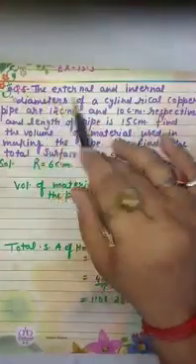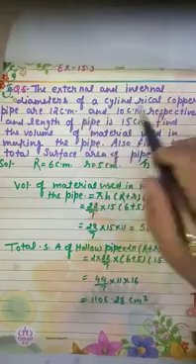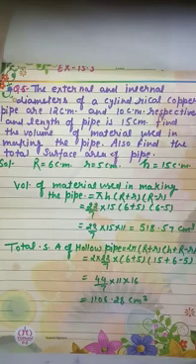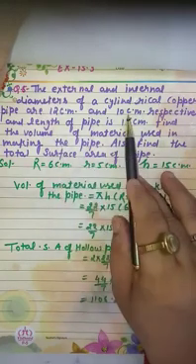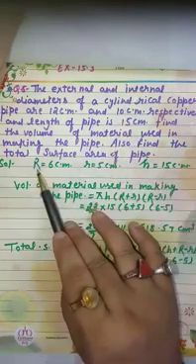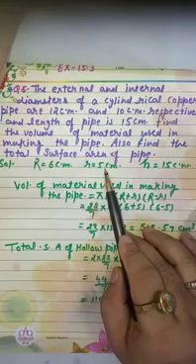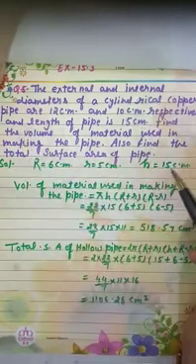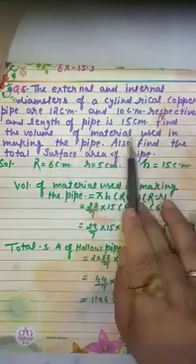15.3 question number 6. The external and internal diameters of the cylindrical copper pipe are this and this. Class, external and internal diameter of the cylindrical copper pipe are 12 and 10. So the external radius is 6 centimeter, internal radius 5 centimeter, and the length of pipe is 15 centimeter. So h is 15. Find the volume of material used to make the pipe.